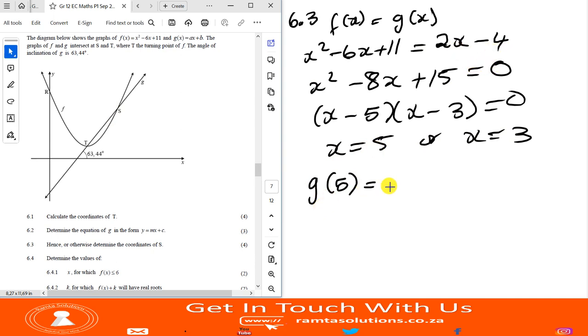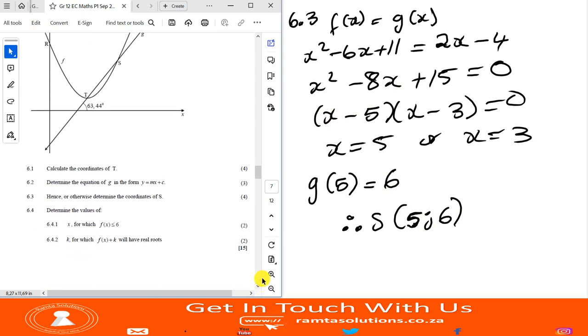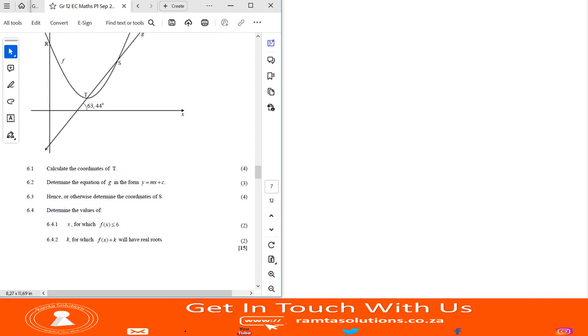This is 10 minus 4, which is 6. Therefore, S has coordinates 5 and 6. All right? S has coordinates 5 and 6. Happy? This is it. Okay? Perfect. Yes, the question wanted the coordinates of S. We're good. 6.4.